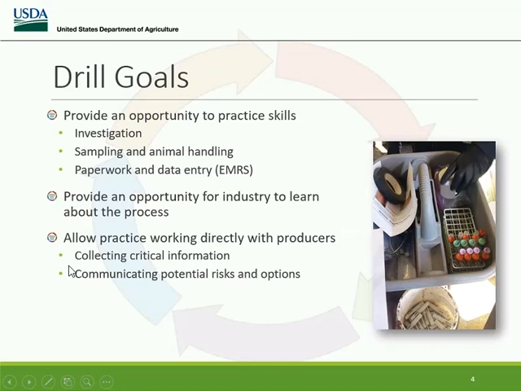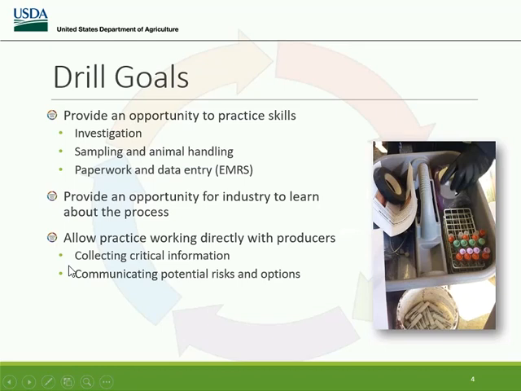EMRS stands for the Emergency Management Response System. It's a data management tool that Veterinary Services uses to manage potential disease outbreaks or actual disease outbreaks. So again, if it's a system you're not used to working with, the more practice you get, the better you are with it.